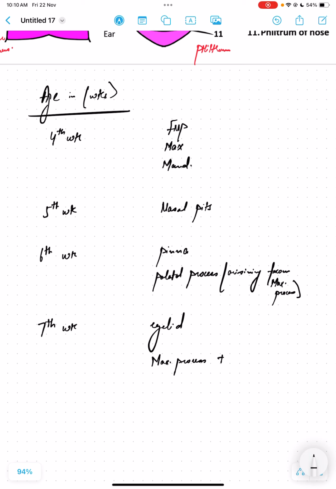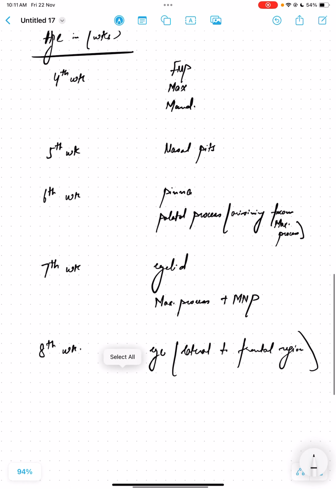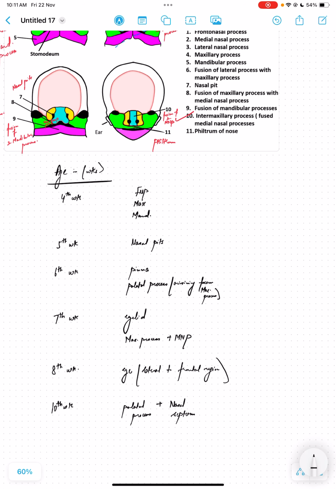Okay, now at the 7th week there will be the formation of eyelid, and the maxillary process will fuse with medial nasal process. Okay, at the 8th week our eye that is placed at the ear region will shift from lateral to frontal region, that is from the region of ear to the region where the eye is actually present, that is in the frontal region. Okay, at the 10th week there will be the fusion of palatal process and the nasal septum fuse with each other, that is the intermaxillary process.